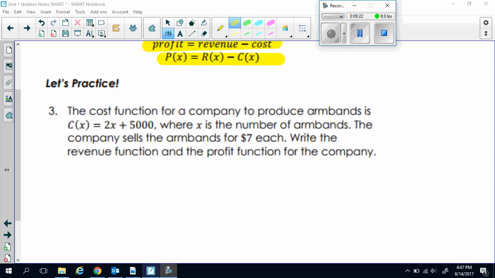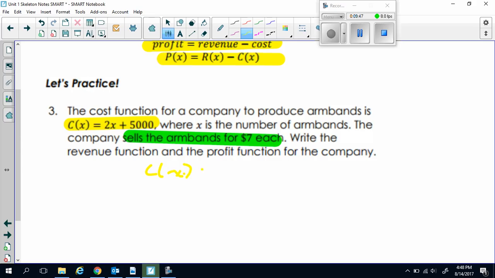All right, so let's go ahead and do the next problem. So this says the cost function for a company to produce armbands is C of x. So they give us our C of x, which is 2x plus 5,000. X is the number of armbands. They tell us the company sells the armbands for $7 each. So that means the R of x, our revenue, what we're selling them for, is going to be 7 times x, because we don't know the number of armbands that we have.